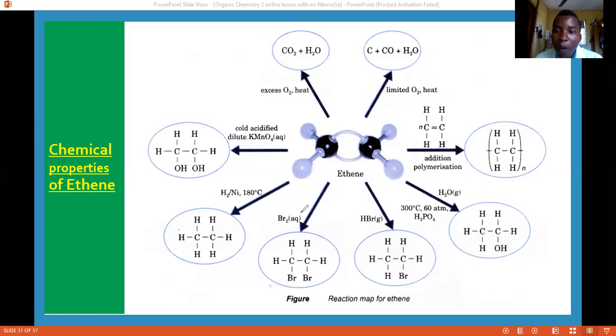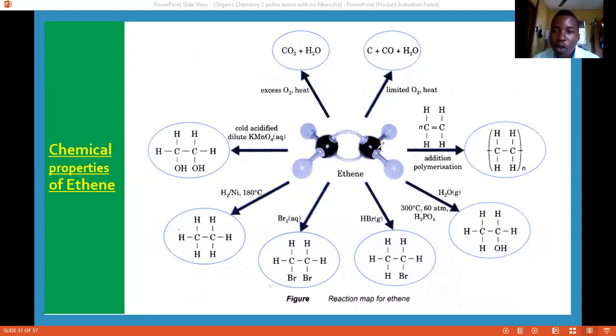Our activity for today is that for every reaction, we will try to name the products. So please ensure that you get your pen or screenshot it so that you can also get to know the names of these products, because this chart does not show the names, only the structures of the products.